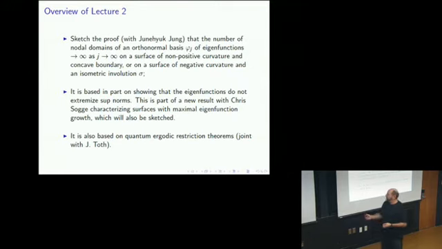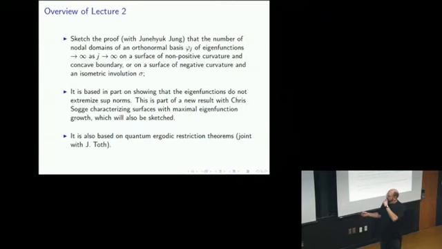Although the main purpose is to sketch the proof that the number of nodal domains of the jth eigenfunction in an orthonormal basis tends to infinity as j tends to infinity on a surface with a boundary. So it has non-positive curvature and concave boundary. This is what is called the Sinai billiard or Lorentz-Sinai billiard.